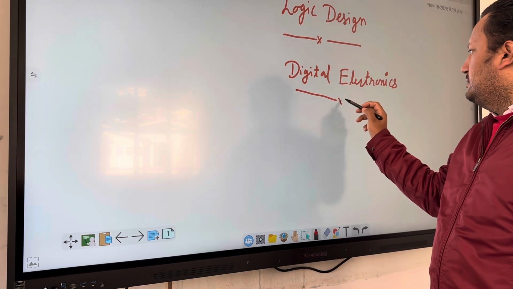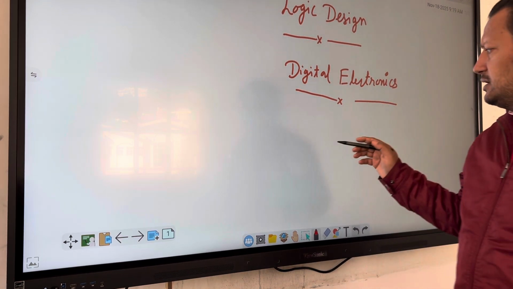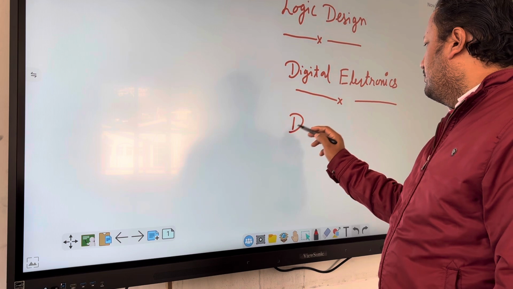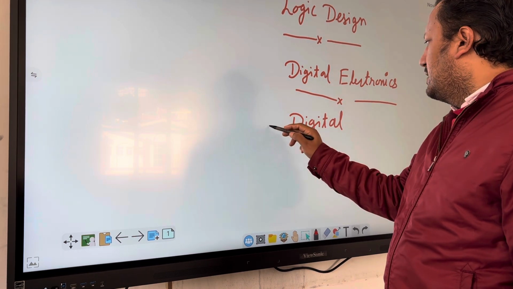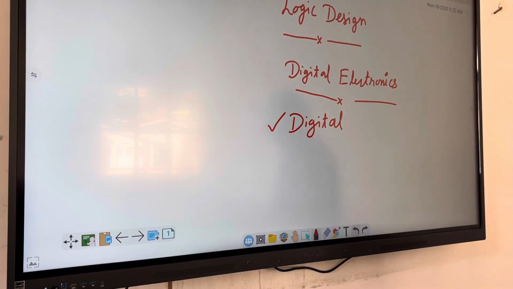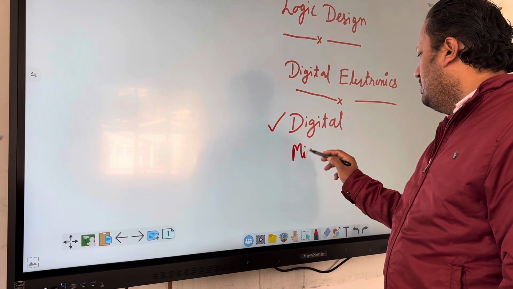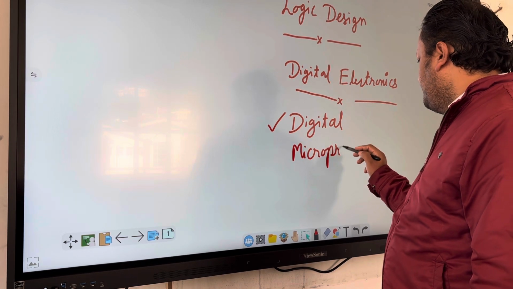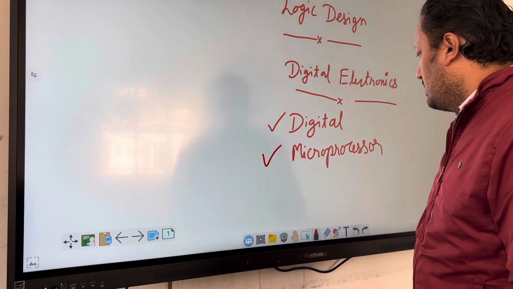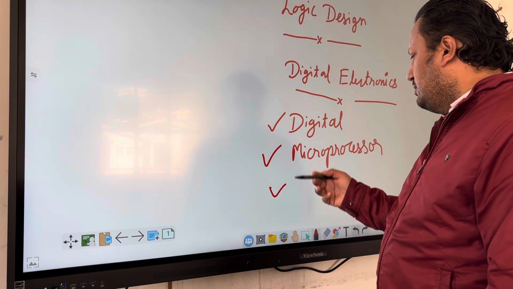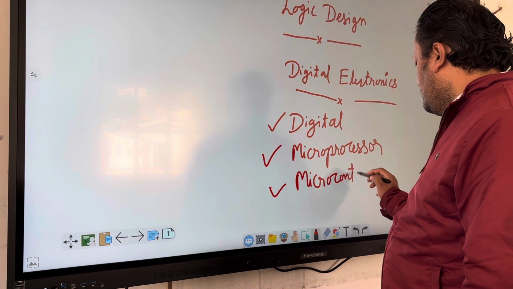So why is this subject important? Because this subject is important for all the digital circuits you will see. If you want to understand how microprocessors work, this is important for understanding how microprocessors work. This is also important for understanding how microcontrollers work.